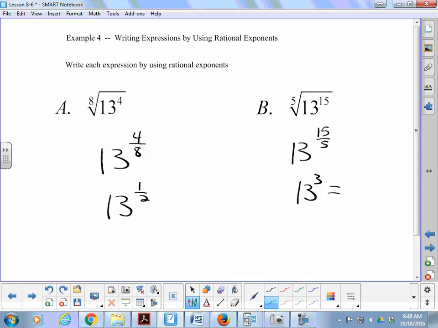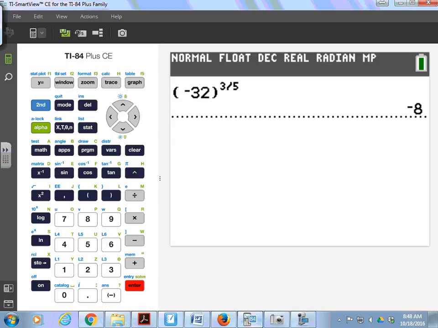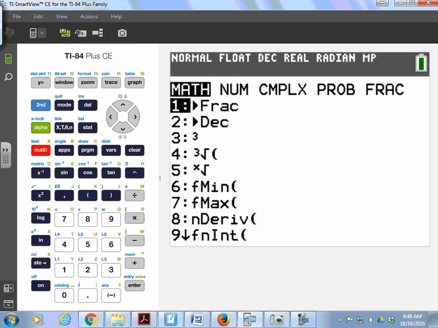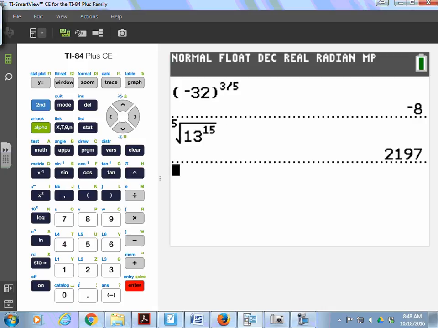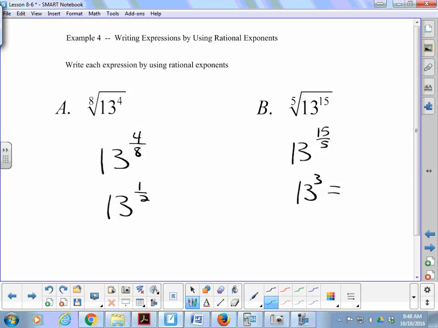So I could go to my calculator and do the math, number 5, 5th root of 13 to the 15th power. And we get 2,197, which is the same as 13 cubed. So our calculator will do these, but like it says, write it as rational exponents, and then you could use your calculator if you want to check them.